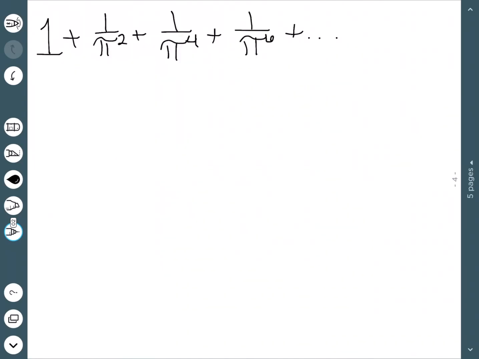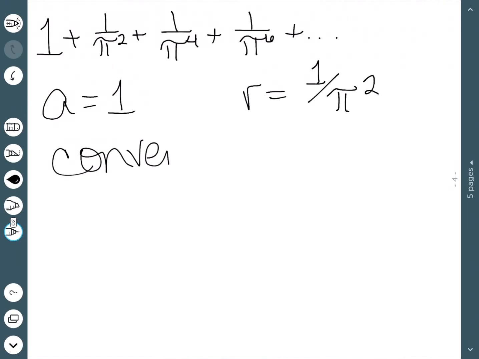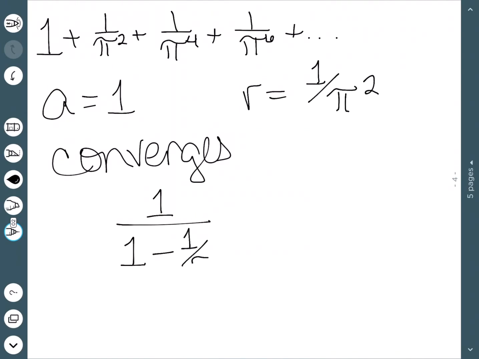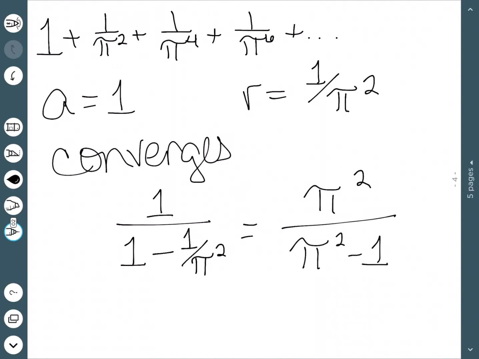My next example, 1 plus 1 over pi squared plus 1 over pi to the 4th plus 1 over pi to the 6th, etc. A is always the first term, and then r is what we multiply by each time, which in this case is going to be 1 over pi squared. This is less than 1, so we're going to converge. And I have a over 1 minus r. So now I have this formula for when this converges. We can make this a little bit nicer and write it as pi squared over pi squared minus 1.